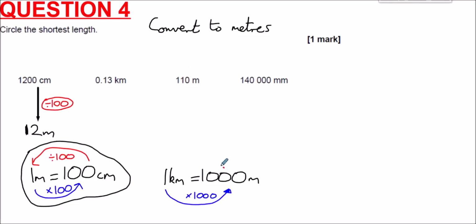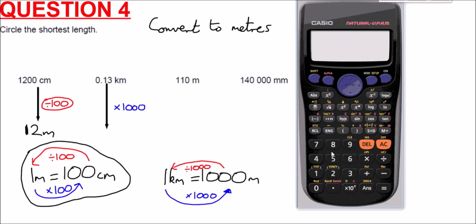To go the other way though, we'd divide by 1,000. In this case, because our distance is in kilometres, we need to change that to metres, so we'll be multiplying by 1,000. And so if we take this and times by 1,000, we'll be able to see what 0.13 kilometres is in terms of metres. We get 130.